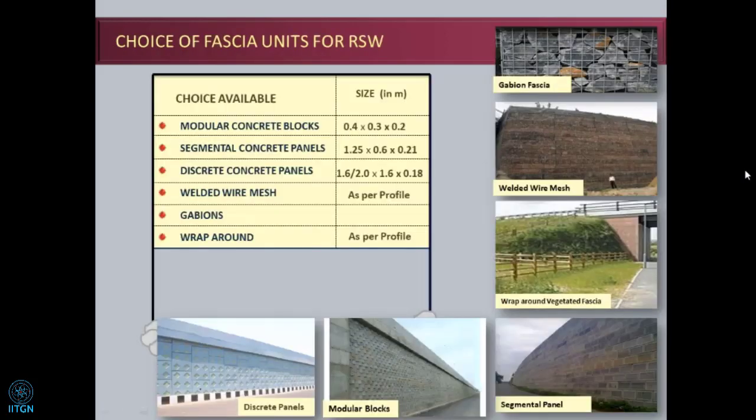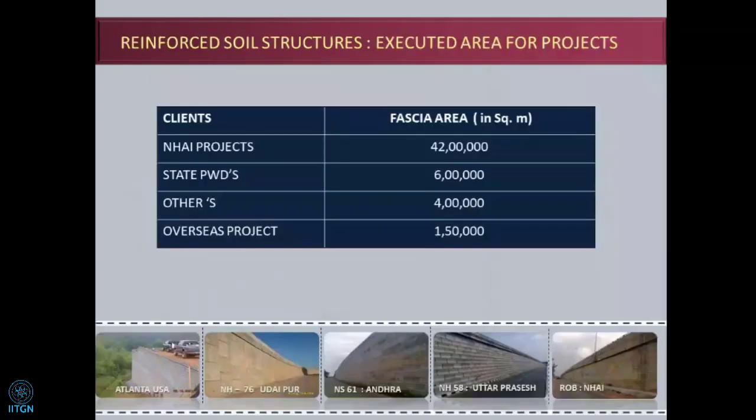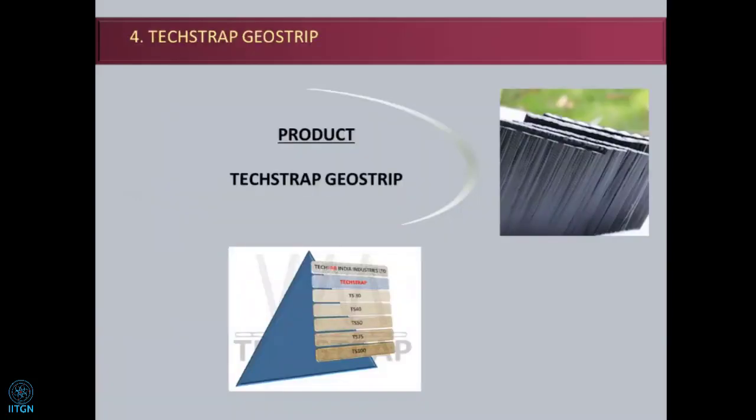Various facings can also be done, either block, panel, welded wire mesh, gabions, or wraparound for reinforced soil structures. These are some of the figures of projects we have completed so far in India and outside of India with this product.